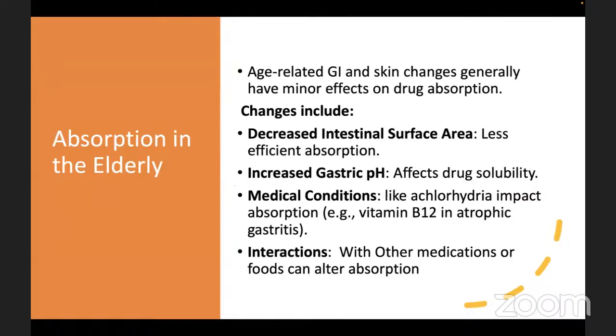Now we're going to talk about absorption in the elderly. Age-related GI and skin changes generally have minor effects on drug absorption. Changes include decreased intestinal surface area, less efficient absorption, and increased gastric pH, which affect drug solubility. The presence of medical conditions like vitamin B deficiency in atrophic gastritis, for example, and interactions with other medication or food, as we mentioned before, can alter absorption as well.